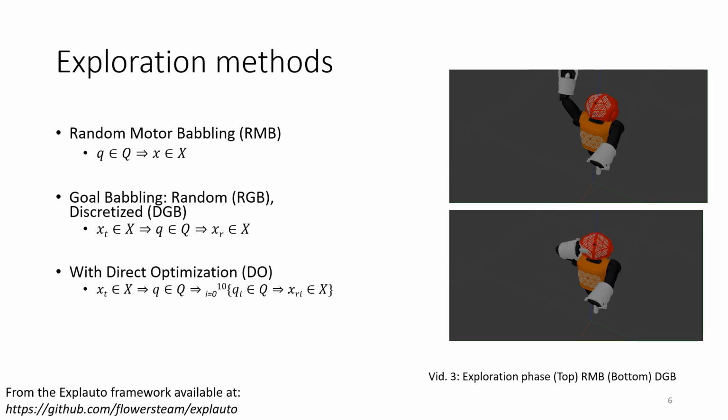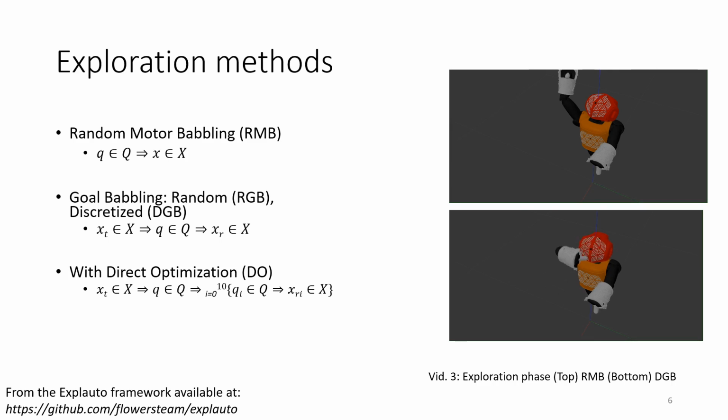Discretized goal babbling behaves similarly to random goal babbling, but discretizes the observation space into cells, assigning an interest value to each cell. The value is updated through the exploration depending on the error between the target and the observations. It is used to determine in which cells the next target will be chosen.